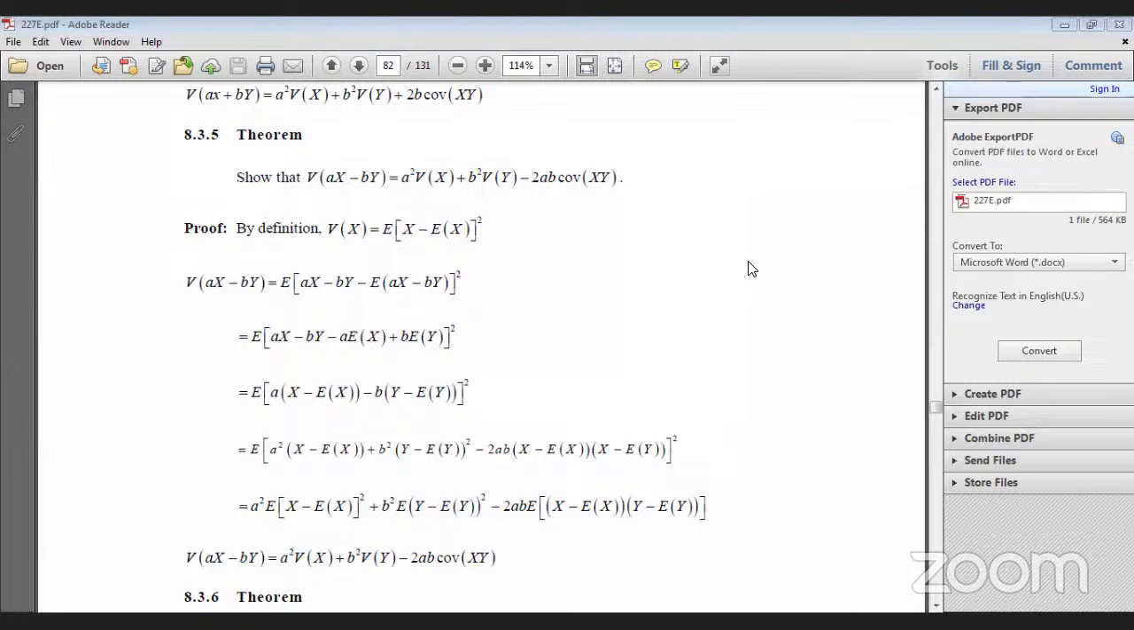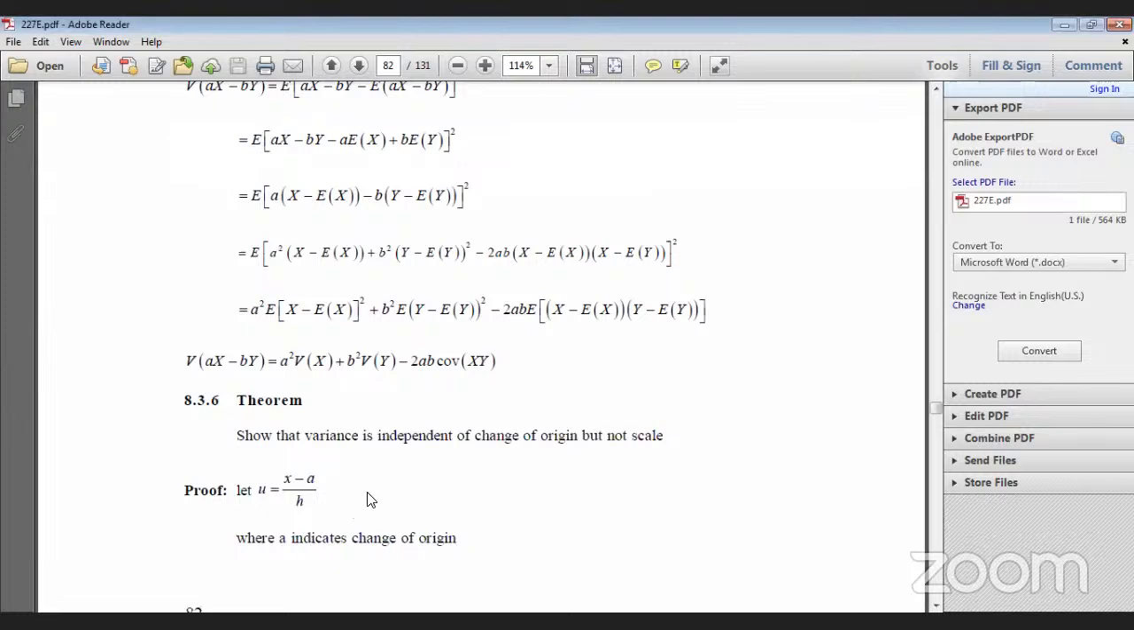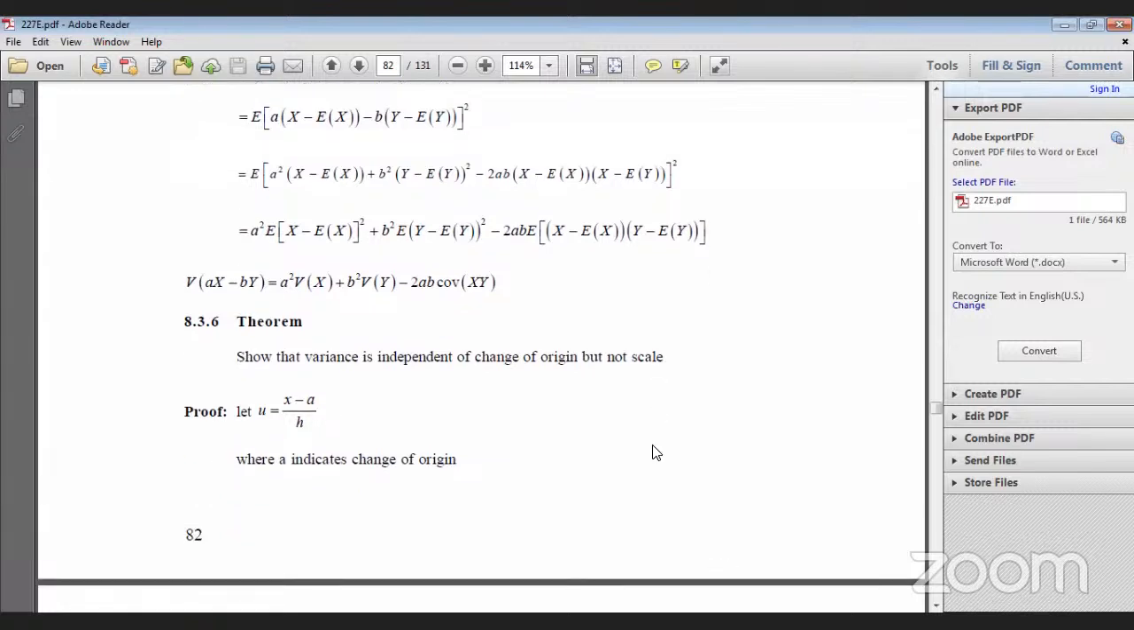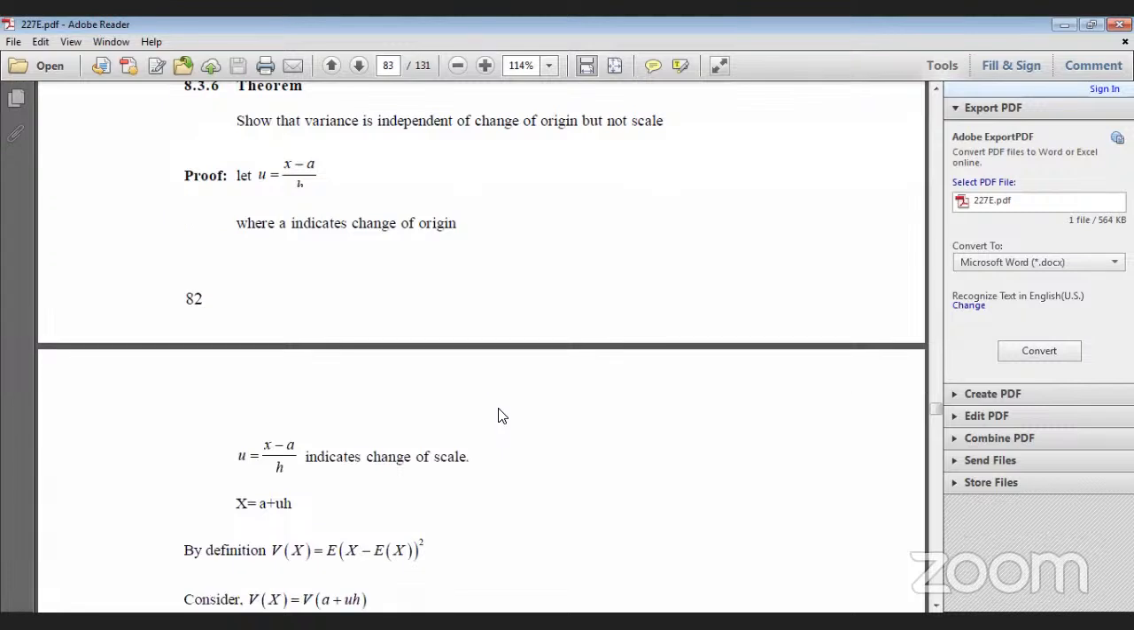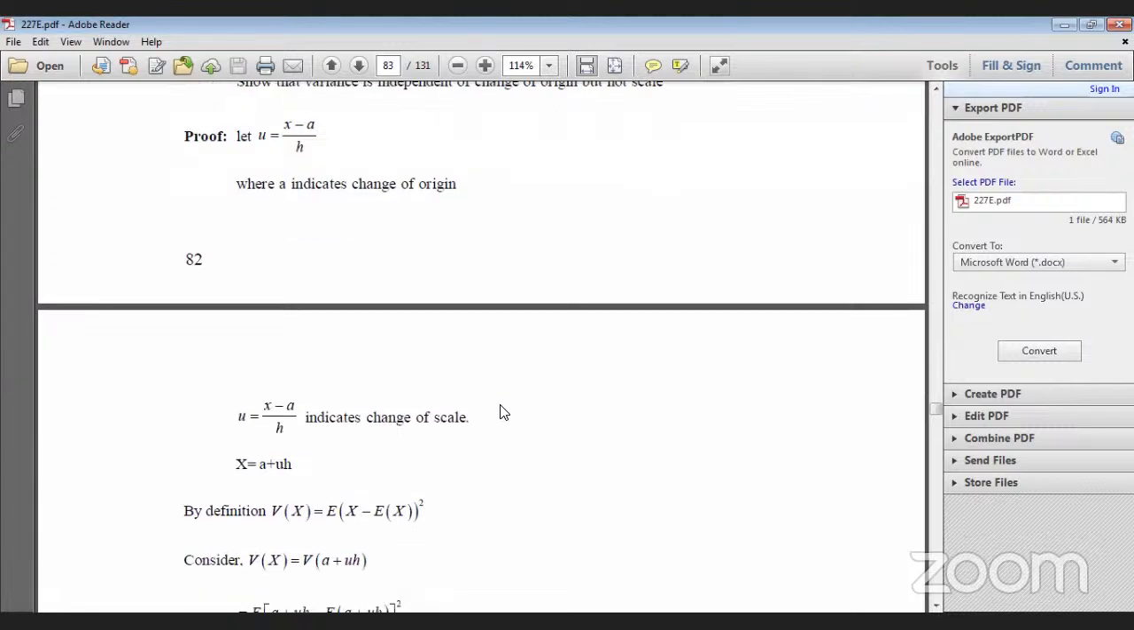Okay? Sure, sir. Then the theorem: show that the variance is independent of change of origin but not of scale. This is the most important in your annual examination. Let u = (x − a)/h, where a indicates a change of origin and u = (x − a)/h with h indicates change of scale.